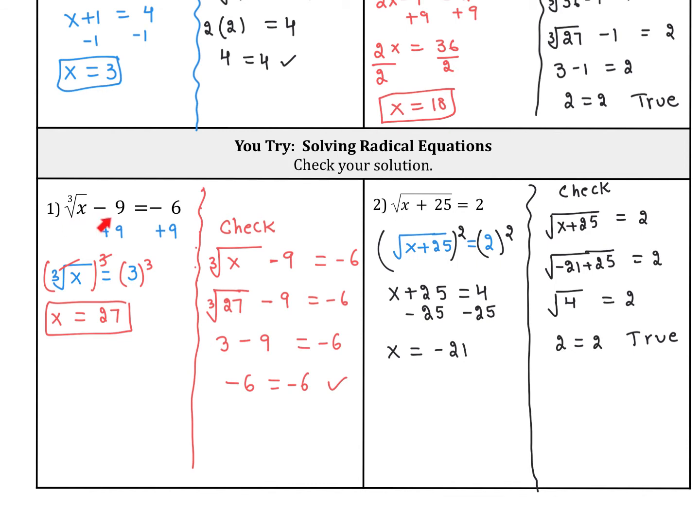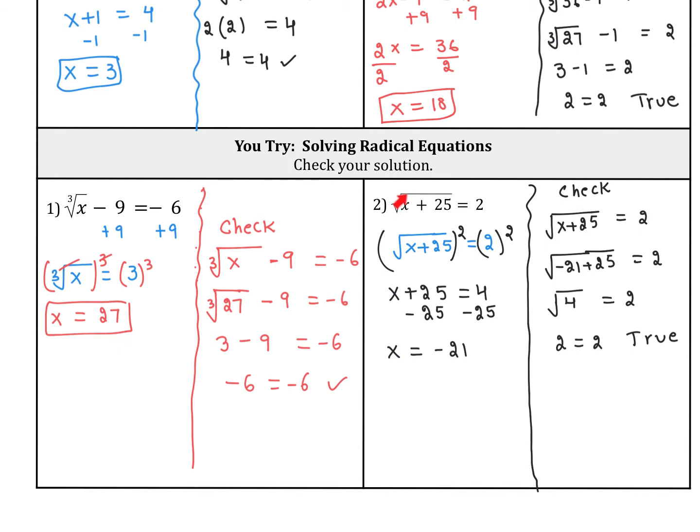So you're going to use the original equation. And here for the x value, you're going to use 27. Cube root of 27 is 3. And 3 minus 9 is negative 6. So which is true.